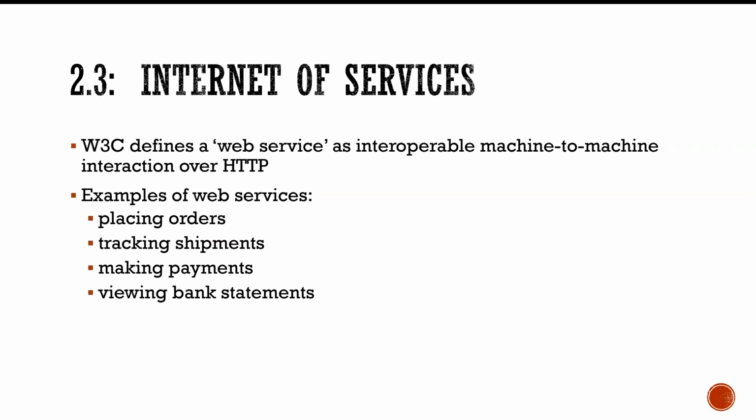The World Wide Web Consortium, the W3C, defines a web service as interoperable machine-to-machine interaction over hypertext transfer protocol. Web services that we use all the time. We go to Amazon, we place an order, we track our shipment, we pay for it, we use credit card validation, we can view our bank statements and make transfers. All of those are services that are made available across the web. Usually they are reusable services.